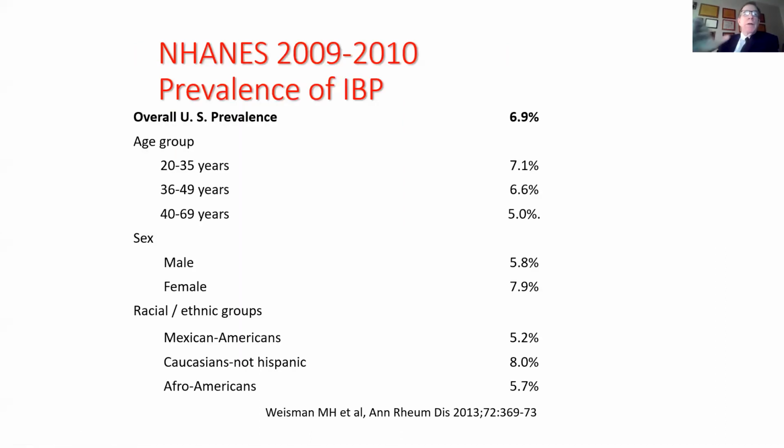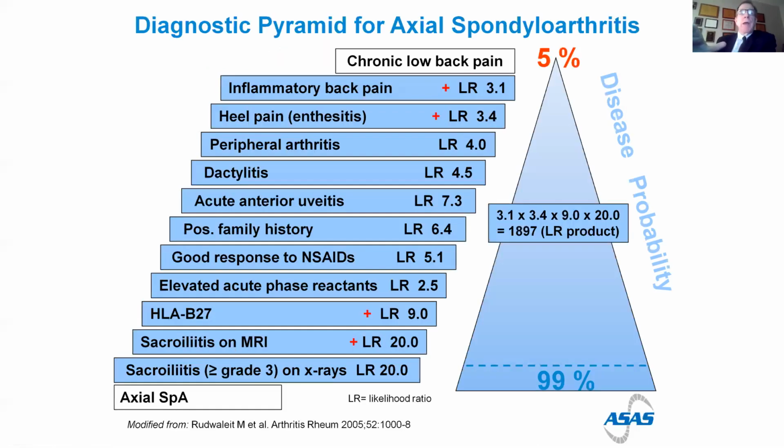meet Berlin criteria. We used the Berlin criteria to look at the prevalence of inflammatory back pain in NHANES 2009-2010, and lo and behold, we found an overall prevalence of chronic back pain in the U.S. of 19.4%. And it's very clear that 1/3 of those people met the Berlin criteria for inflammatory back pain. So 1/3 of people with chronic back pain had inflammatory back pain. But look at this. Between the ages of 40 and 69 years, 5% of the people had chronic inflammatory back pain. Of course, it's more common in the younger people, as you might expect.